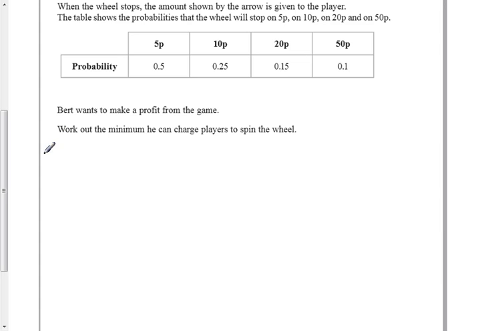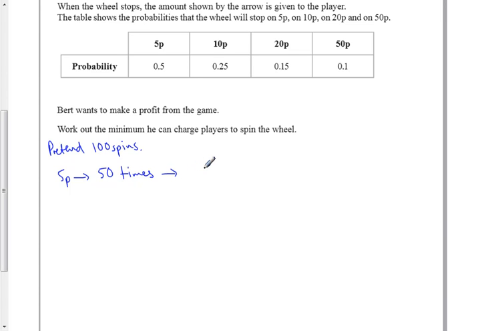I said to pretend that you do 100 spins in total, just to make the numbers easy. You don't have to do that. There's another way to do it, but let's pretend there's 100 spins, just to help our calculation, but the same thing works. So you expect 5p to come up 50 times.